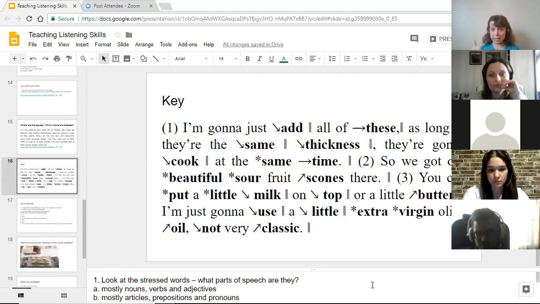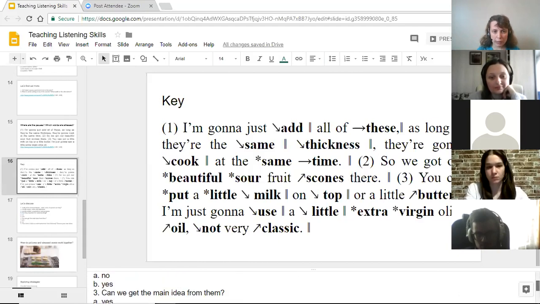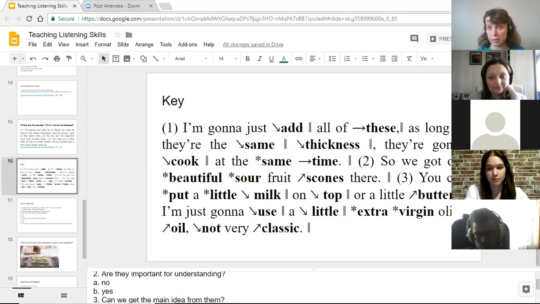Maybe A? Yes, exactly. So time, scone, milk, these are nouns. Put, use, verbs. Classic, virgin, adjectives. Beautiful, and so on. Okay. Are these words important for understanding? Is it important to hear these words to understand the recipe?